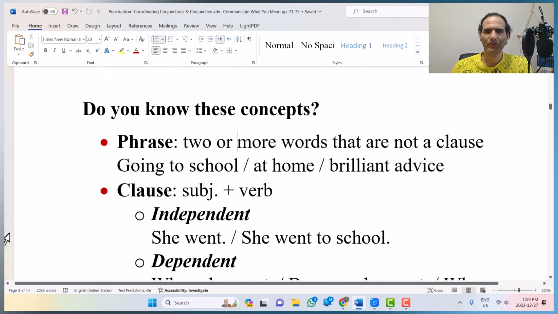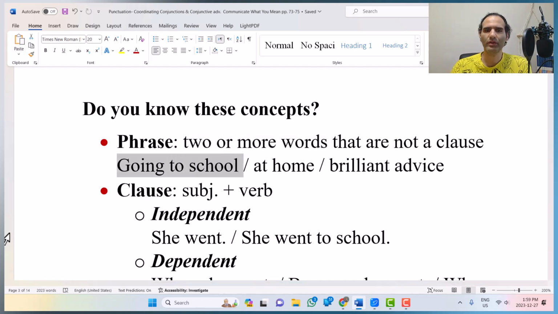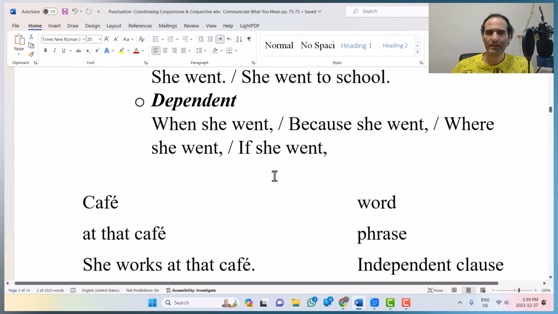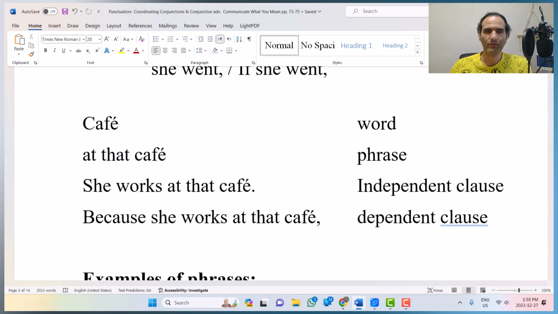But what about a phrase? A phrase is 2 or more words that does not form a clause. And what is that? For example, going to school. For example, at home. For example, brilliant advice. All of these are phrases. Now here at a glance I have something which is really useful for you.